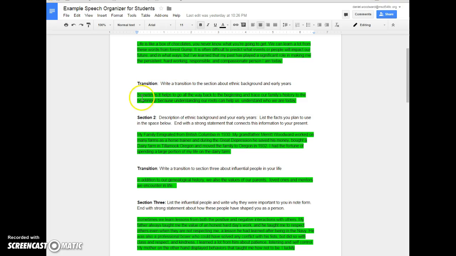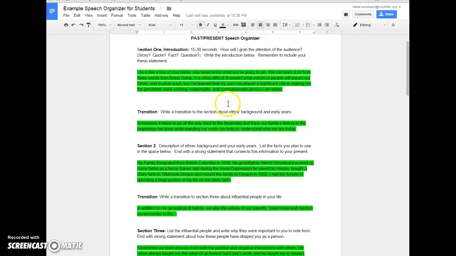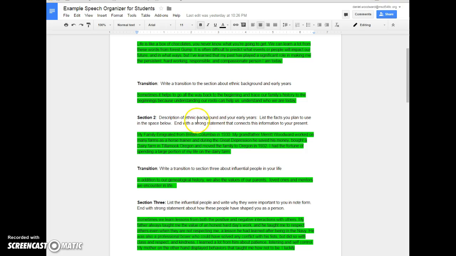My transitions, I've given examples of transitions from each section. So here's how I move from the intro of my speech into talking about my ethnic background, or where I come from, where my family comes from. So I've typed in right here my transition from this to this. Sometimes it helps us to go all the way back to the beginning and trace our family's history to the beginnings, because understanding our roots can help us understand who we are today. So I went from talking about my characteristics to let's take a journey back to my roots, my ethnicity.